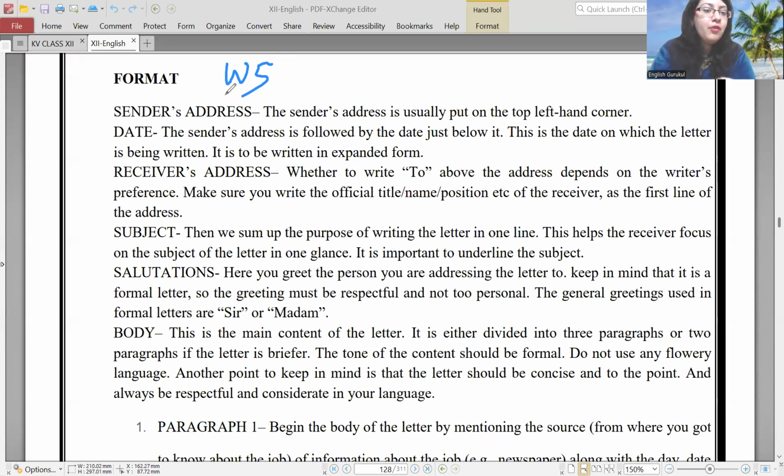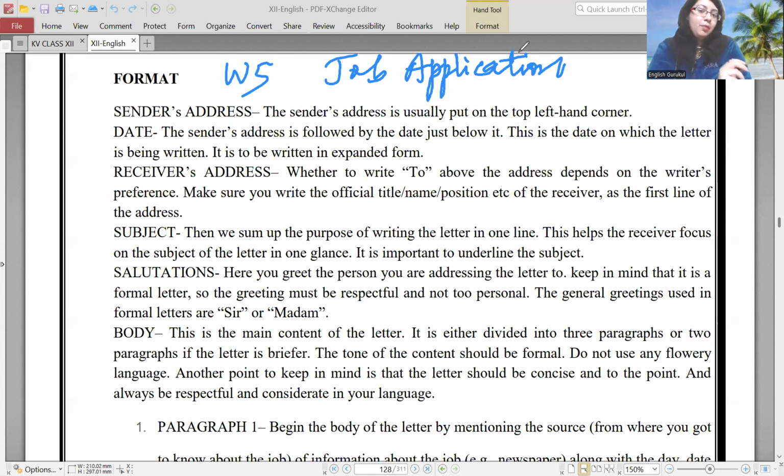And the format for writing skills, if I talk about job application, so we are gonna continue with our job application, right? Pardon my handwriting. So, job application falls under writing skills. Again, I keep reminding so that you don't forget, and please be cool and calm. Only then you would be able to enjoy and study, right?